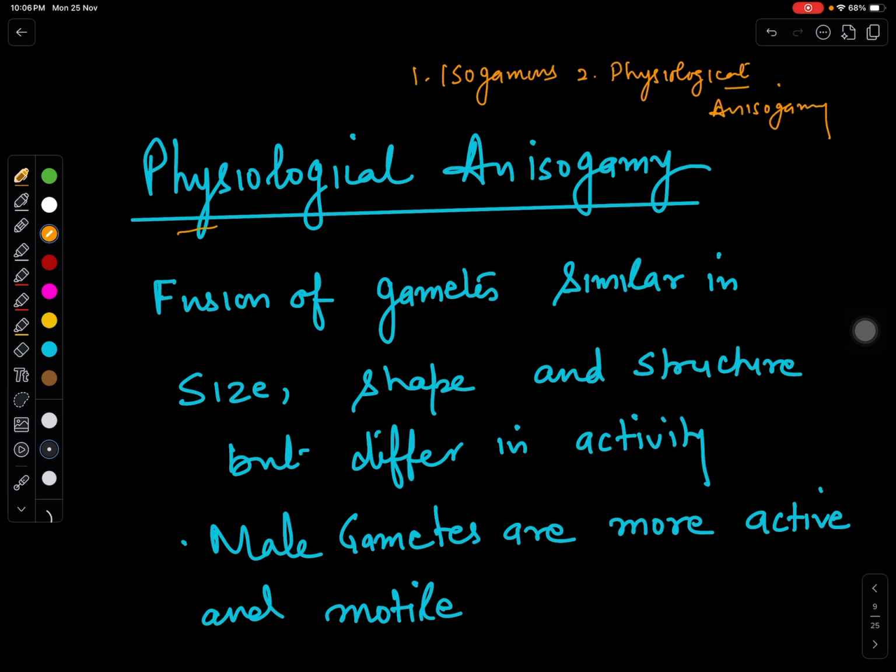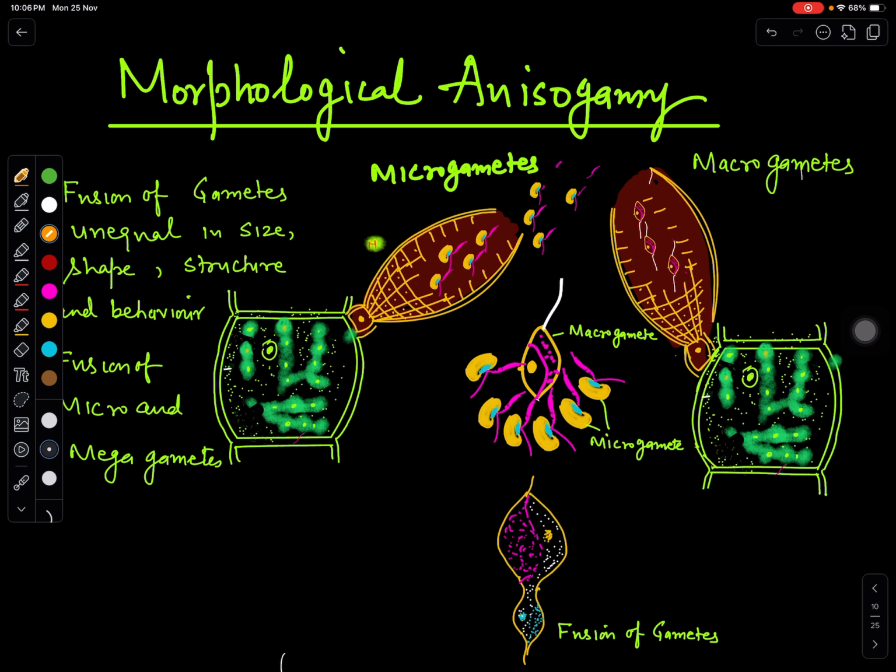हम third discuss करेंगे in the next slide. Now this is morphological anisogamy. Now this is one gametangium, this is another gametangium. This is producing smaller gametes, right? So these are called as microgametes. And this is producing bigger gametes, this is called as macrogametes.